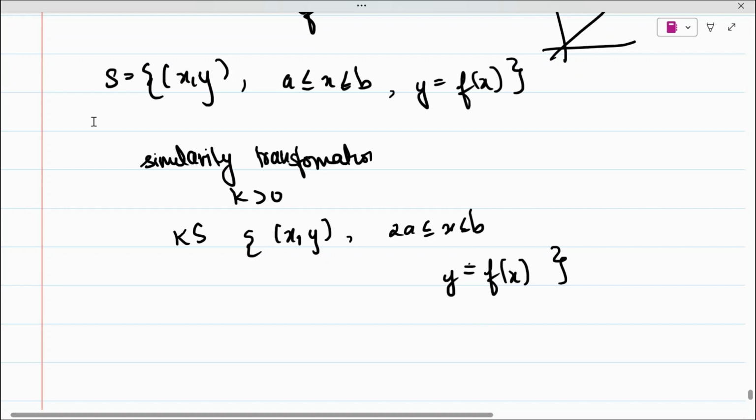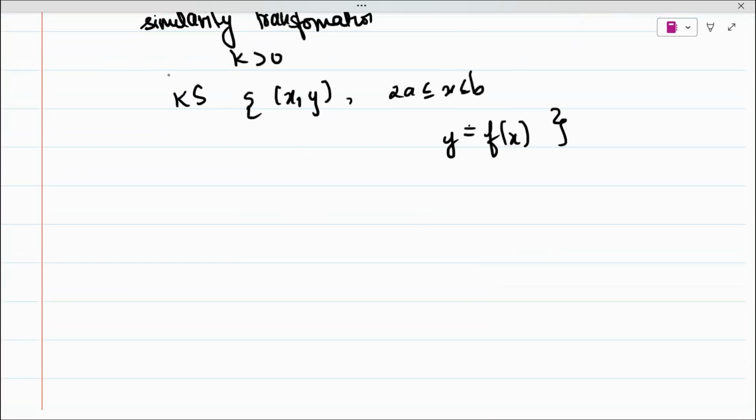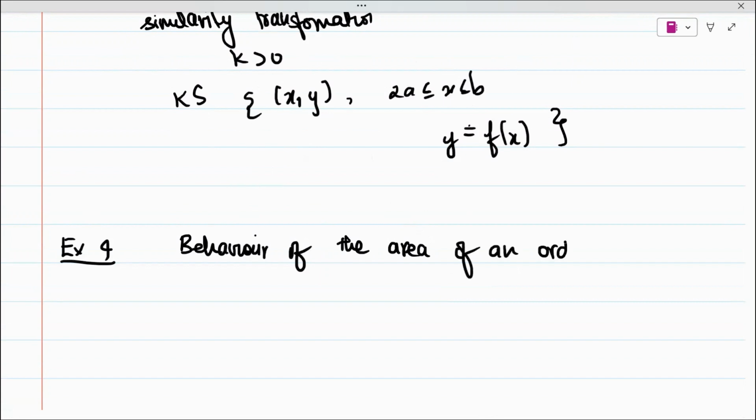So next we come to another example, which describes the behavior of the area of an ordinate set under the similarity transformation. Behavior of the area of an ordinate set under the similarity transformation.